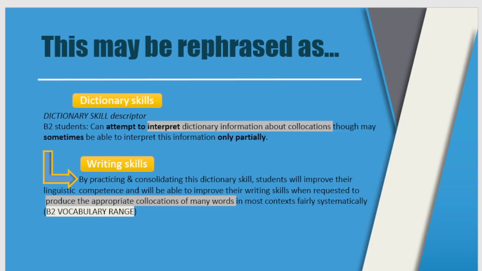The description would be the descriptor for the dictionary skill of being able to work with collocations, that the learner can attempt to interpret dictionary information about collocations, though may sometimes be able to interpret this information only partially. How do we relate this to writing skills?